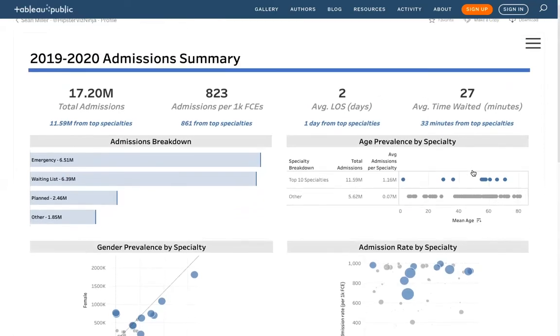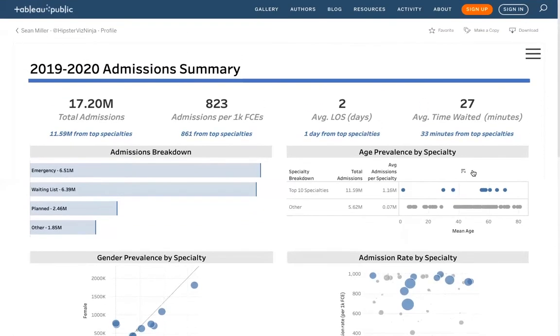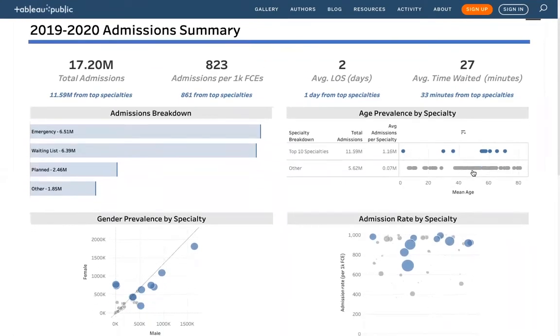Yeah, awesome. I mean, so one of the things I think we're going to talk about a little bit is that hierarchy, I think is really important, starting with those big numbers and then some high level summary.